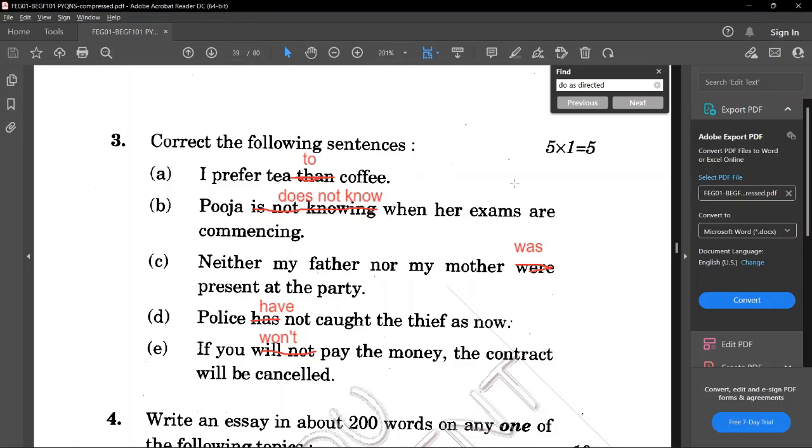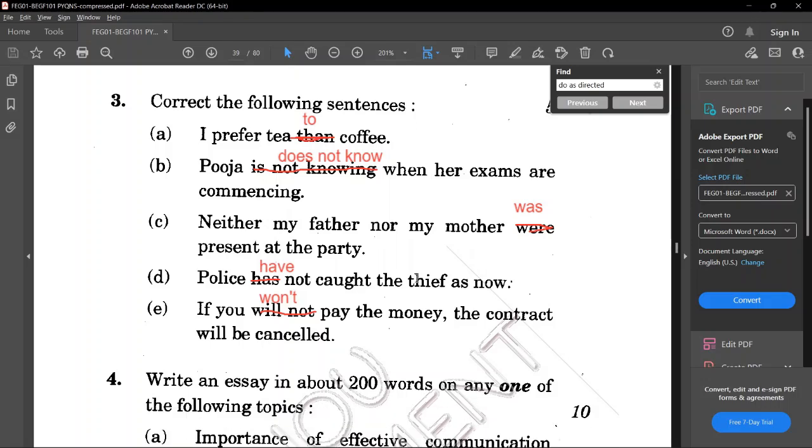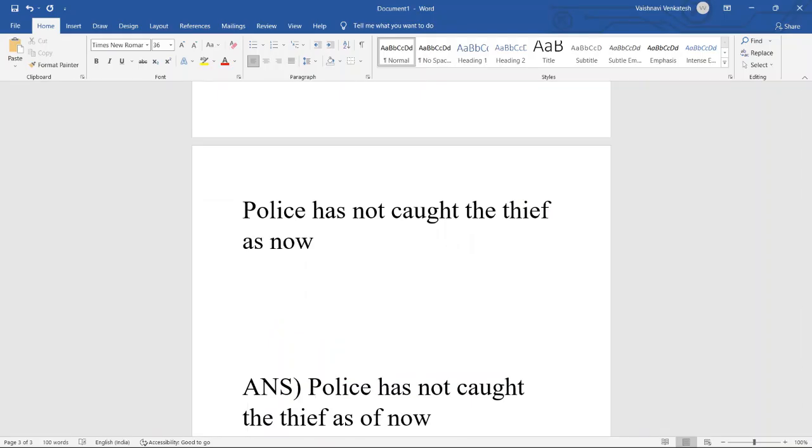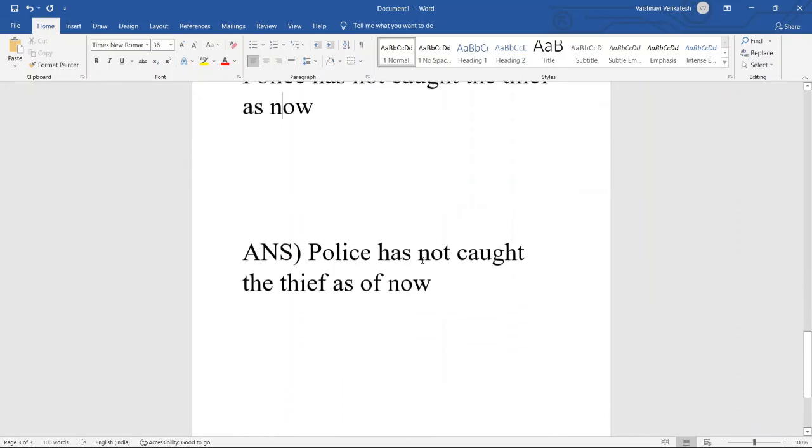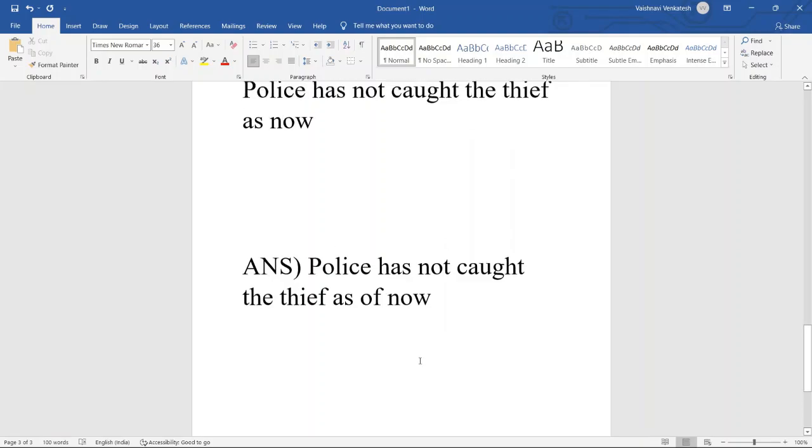Next, police has not caught the thief as no. Guys, I'm really sorry about the correction that I have to make here. So this is actually not the right sentence. I'll come back to you with the corrections made. Hi guys, I'm back. So in this case, there was actually a correction that has to be made in the answers that I have provided. I'm really sorry about that. So this was the question: police has not caught the thief as now. So this is wrong because as now is not correct grammar. So it will change to police has not caught the thief as of now. So this is the right word. Let's go to the next sentence.